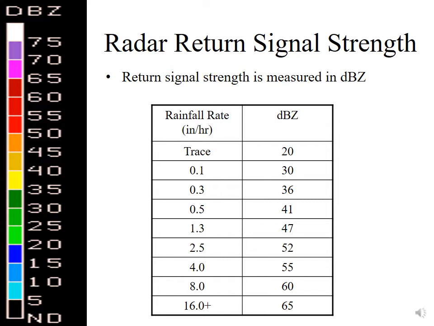The purples, 65, 70, 75, and whites above 75 are usually associated with hail formation in these clouds, and typically speaking, large hail would provide dBZ values up in the 65 to 75 plus range.